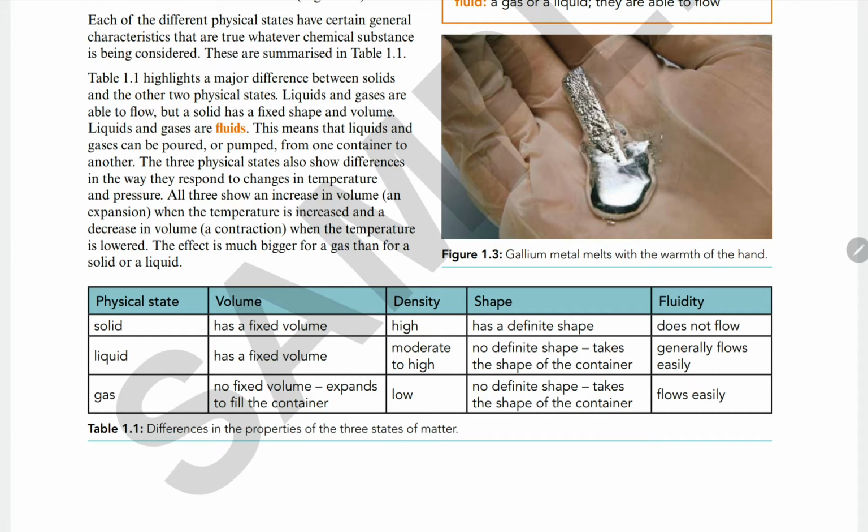Because the particles can move, sliding past one another, we can say that it is moving and it has a weak force of attraction, so it can generally flow easily and can be poured.